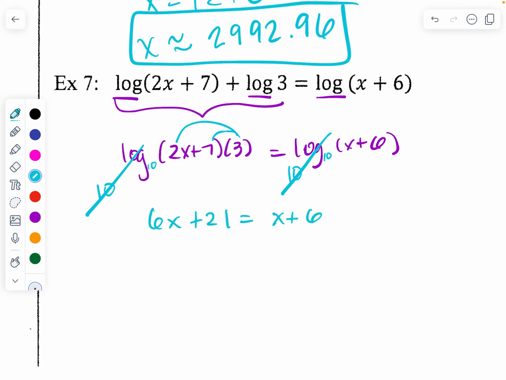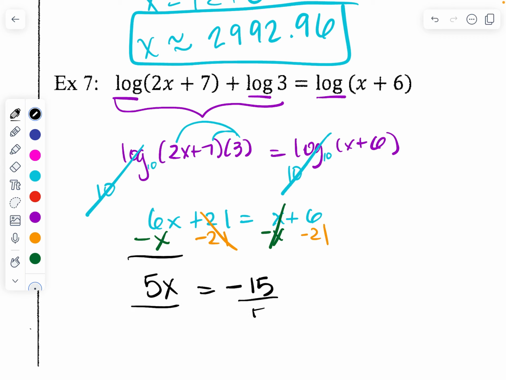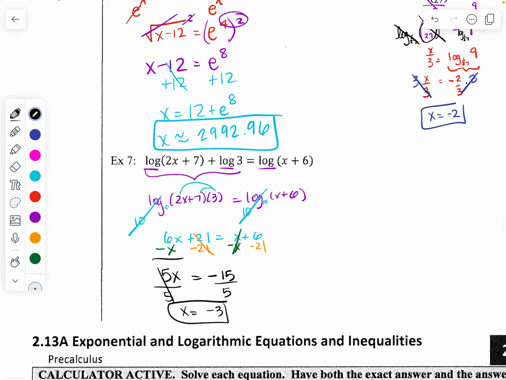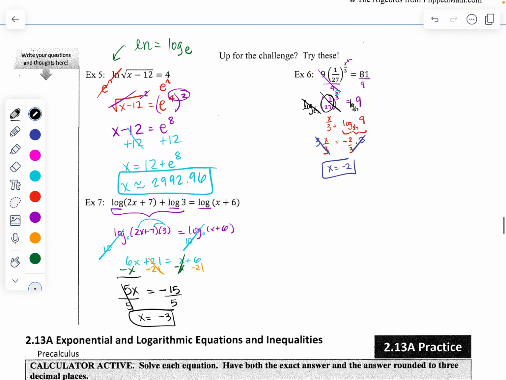And now we're just using algebra to solve. Subtract the x from both sides, subtract the 21 from both sides, and we get 5x equals negative 15. Divide both sides by 5, and we get x equals negative 3. If you plug that back in, it works no problem, no extraneous solutions. Hopefully you got the same thing, and I will see you back in class to do the practice.